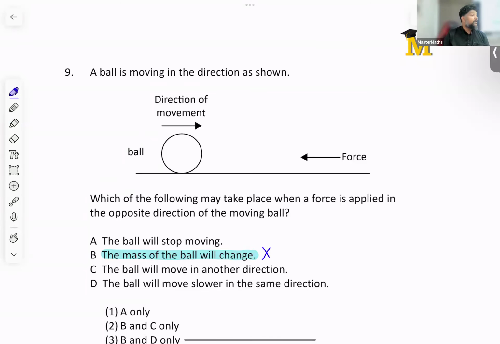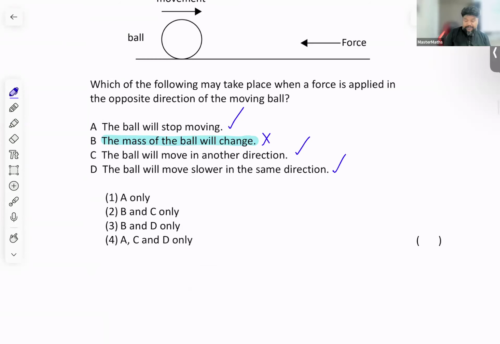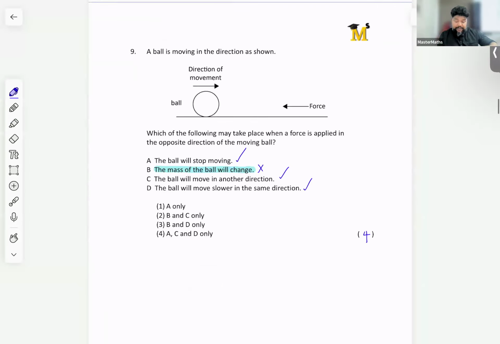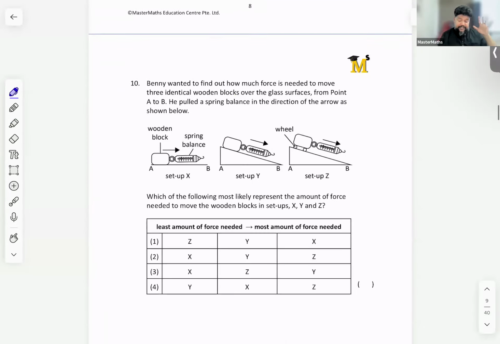Can force stop a moving object? Yes. Can force change the direction of an object? Yes. Can force change the speed of a moving object? Yes. So based on this, which are possible? Option number 2. Is that okay, Zahirul? Sarah, back to you. Question number 10. What's your answer?